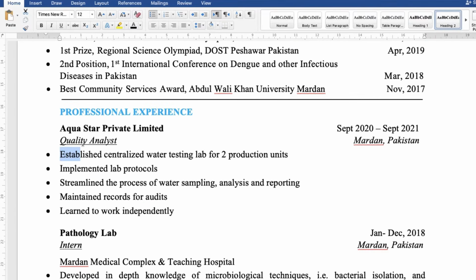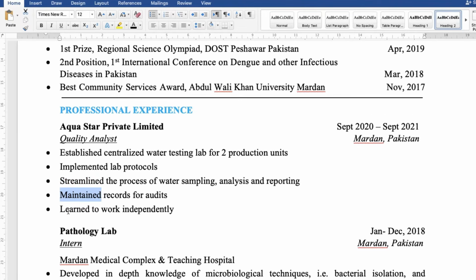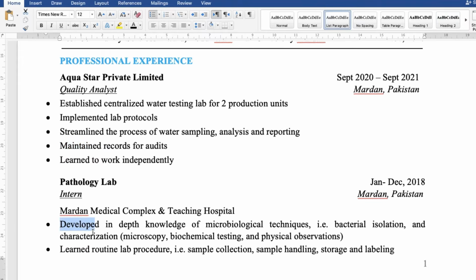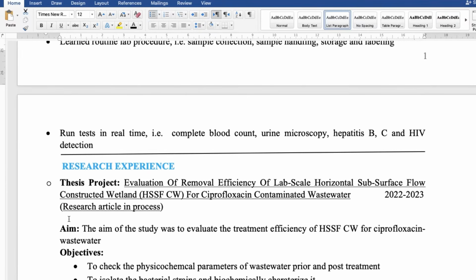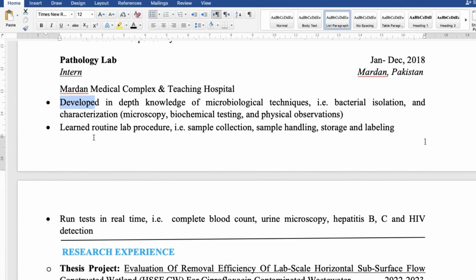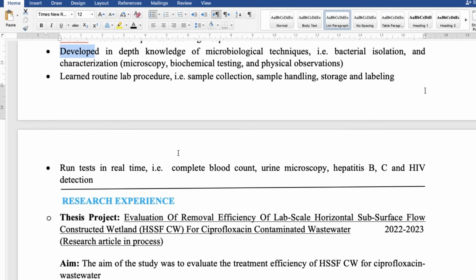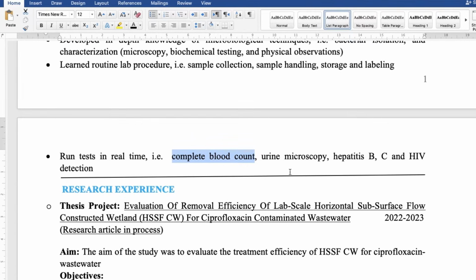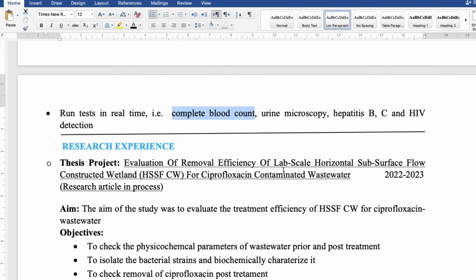And okay, here are the action words. For example, I have worked in the water industry. So I established a centralized water testing lab. Implemented is an action verb. Streamlined, these are strong words. Maintained, learned. Here I mentioned developed, learned. These are the action verbs. Run tests in real time. Like if you have, for example, worked as an intern in hospitals, you would know complete blood count, CBC, urine microscopy, hepatitis B, C, HIV detections.